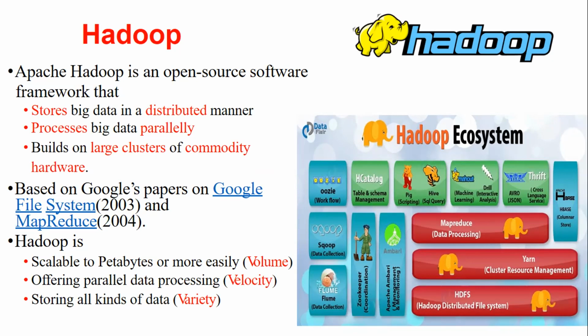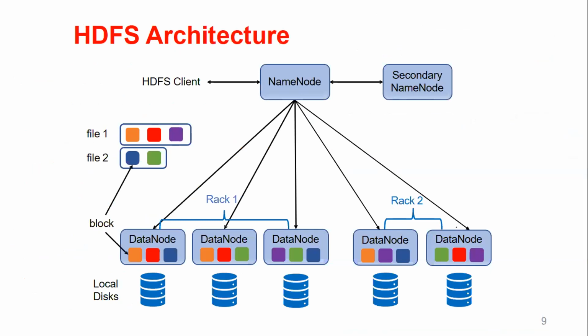For example, scalable to petabytes more easily as the volume, and offering parallel data processing as the velocity, as well as storing all kinds of data variety. So Hadoop addresses three challenges in big data: volume, velocity, and variety. Inside Hadoop, this is the architecture of Hadoop.